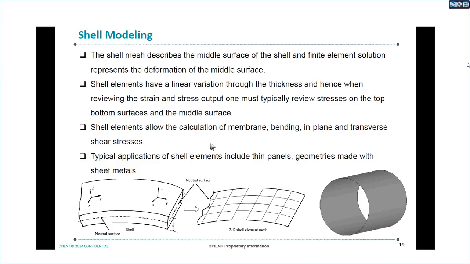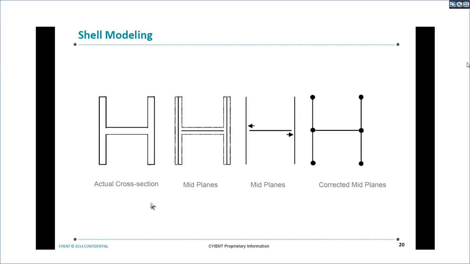Shell elements allow calculation of membrane and bending in-plane and transverse shear stresses. That is a major advantage. Typical applications of shell elements include thin panels and geometries made with sheet metals. Most components in the automobile sector, if you take a typical car, comprise a lot of sheet metals. So those things can be modeled using shell elements.